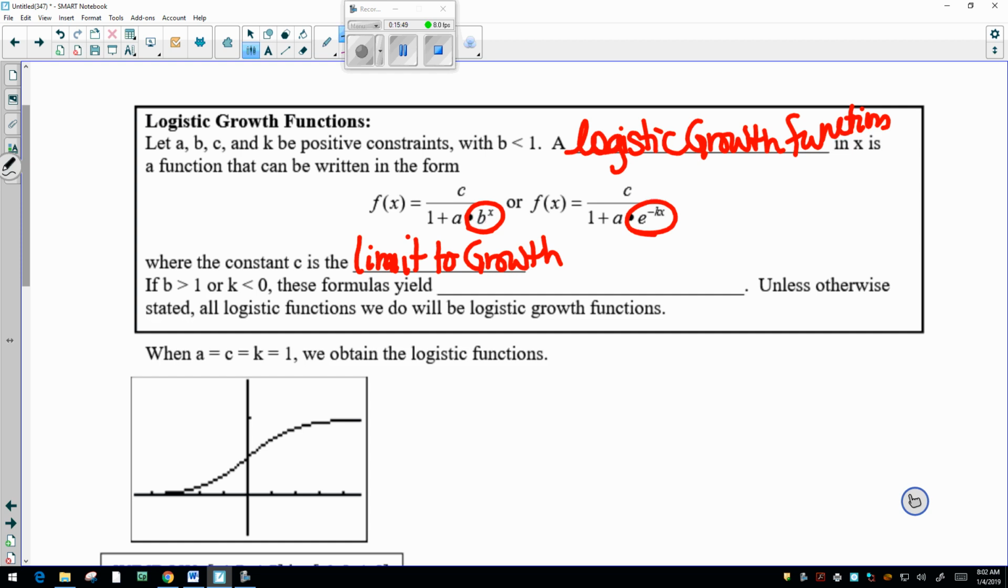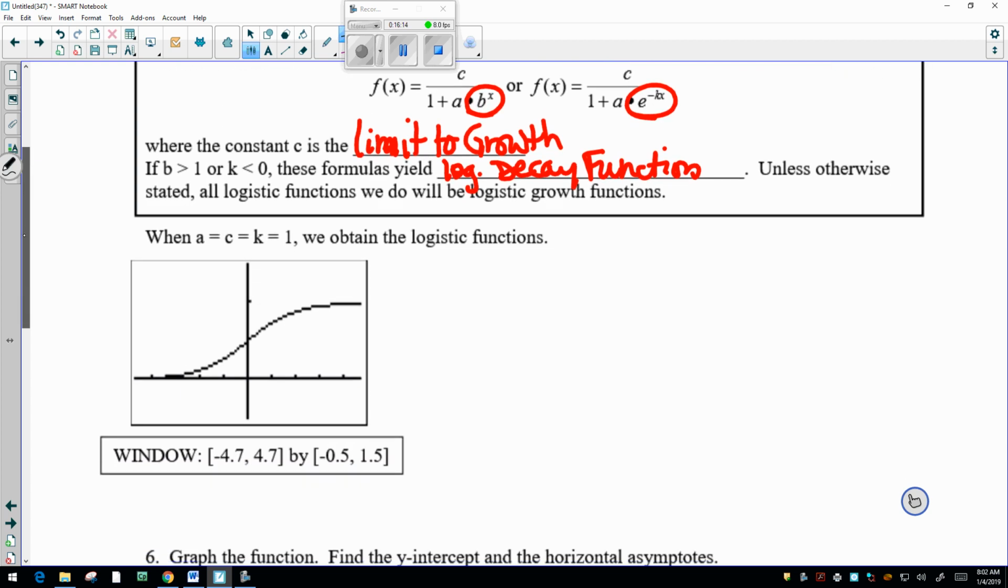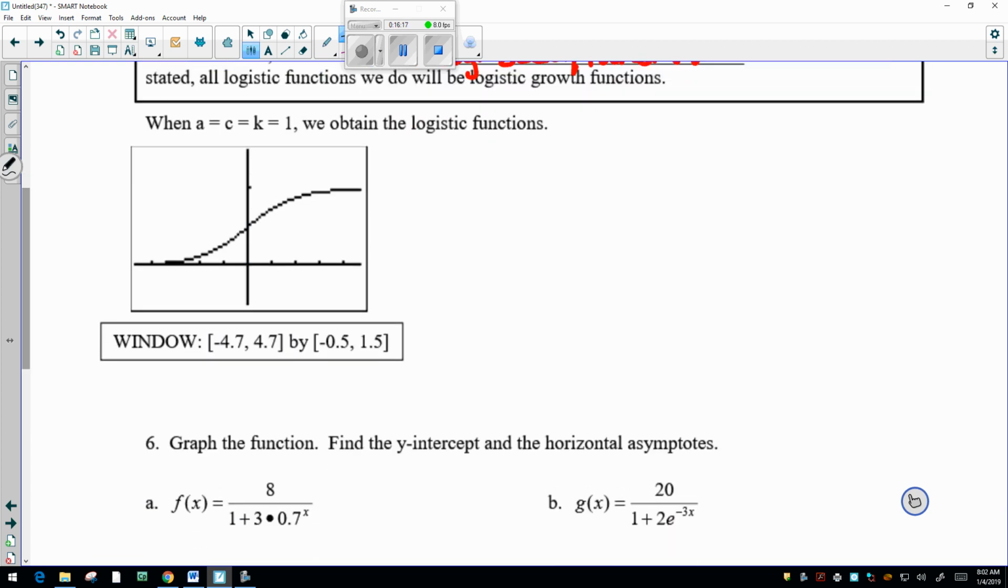Okay. If that b value was greater than 1, or k would be less than 0, then what we would get is something called a logistic decay function. Most of the time we're going to be dealing with growth functions, but if you were to see one of those values pop up, or you could see it sloping down to the right, then you would know it's a decay function. Here, this is our basic logistic function.